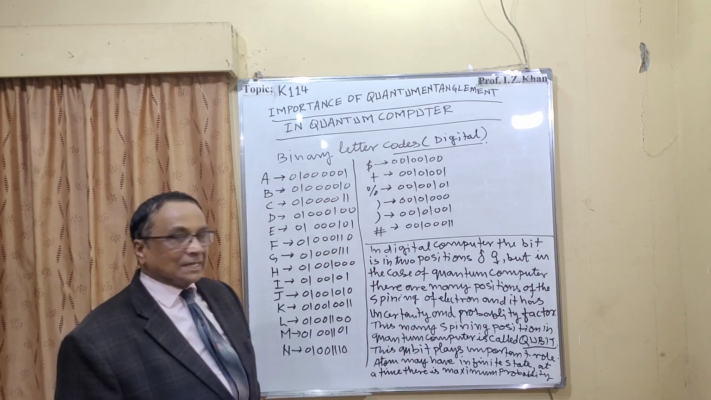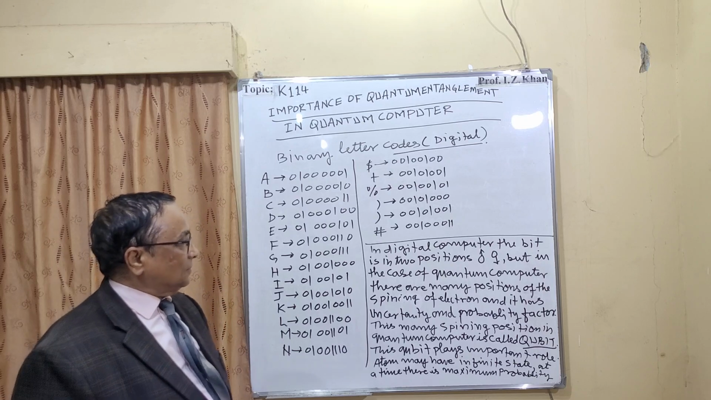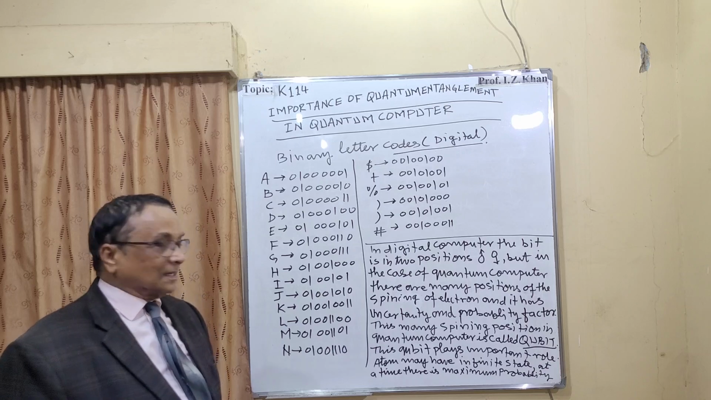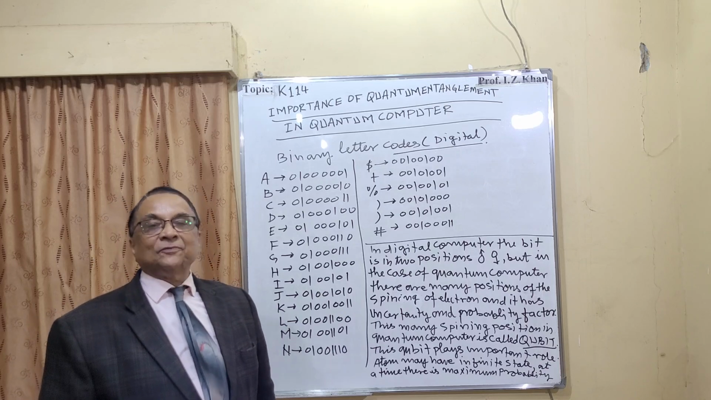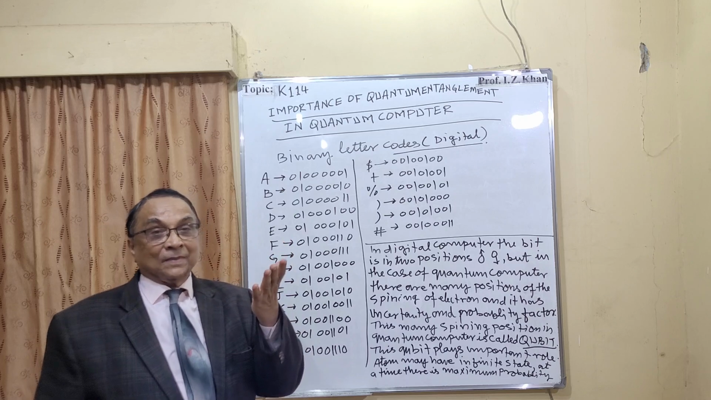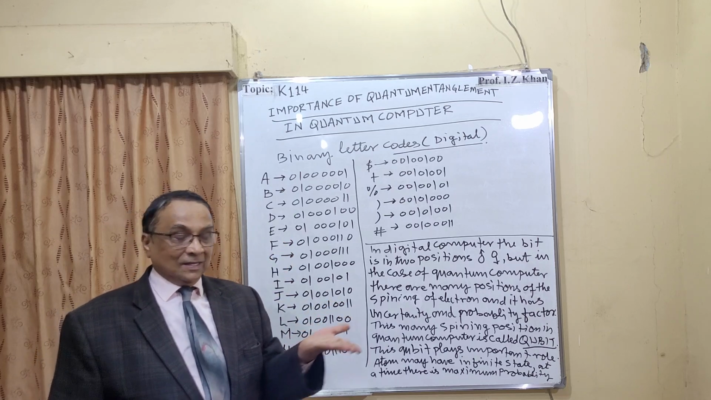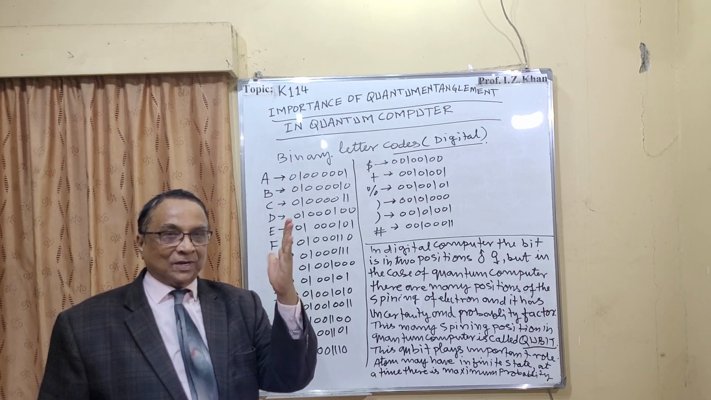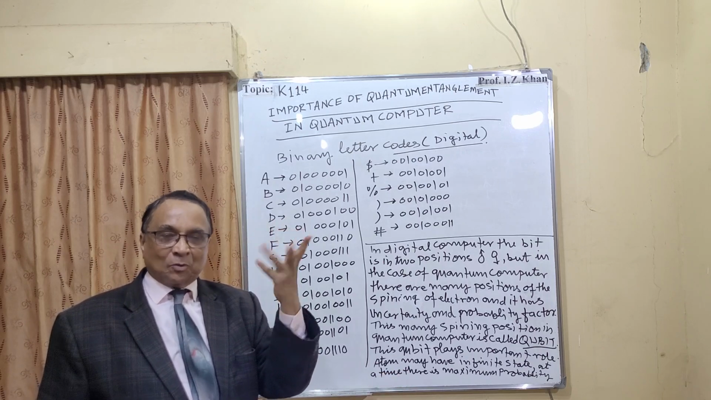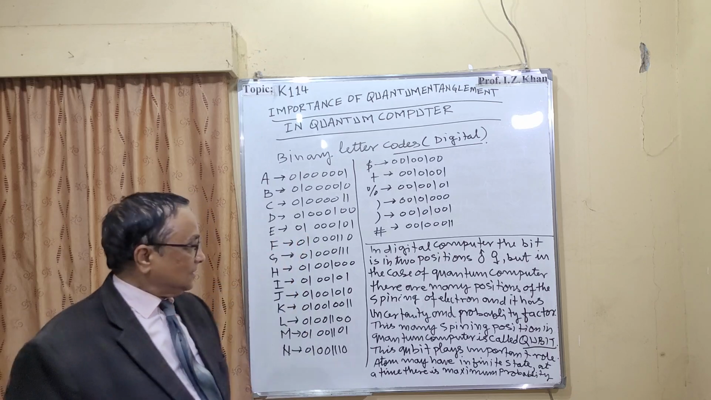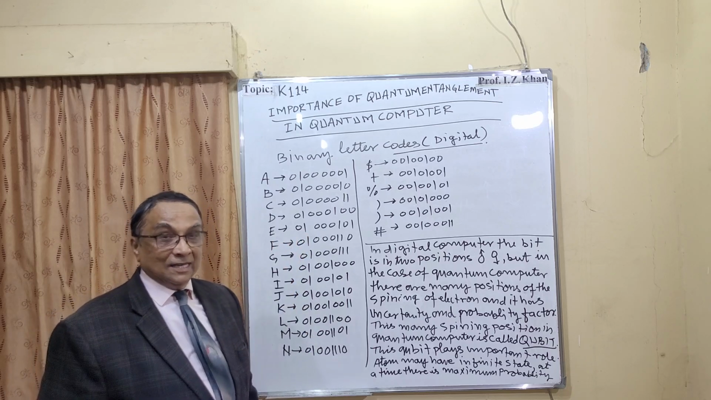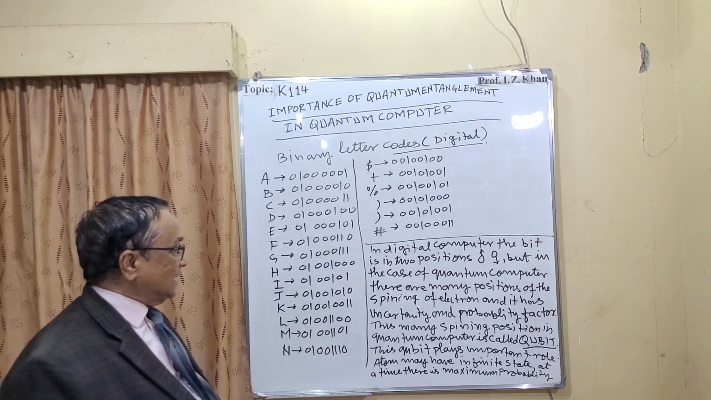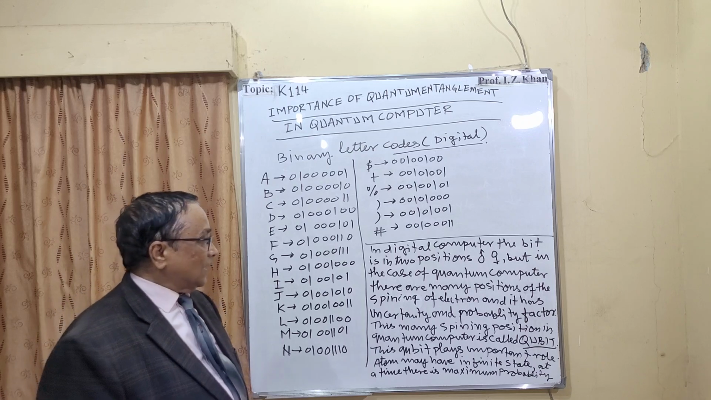But in the case of quantum computer, there are many positions of the spinning of the electron, and it has uncertainty and probability factor, that I have already told you in the beginning, that it is just like a coin. If the coin is flat, it has two positions, head and tail. Once it is vertically dancing, then it has maximum probability, maximum uncertainty, and that is playing a very important role in quantum computer, spinning of the electrons, and it has uncertainty and probability factor.